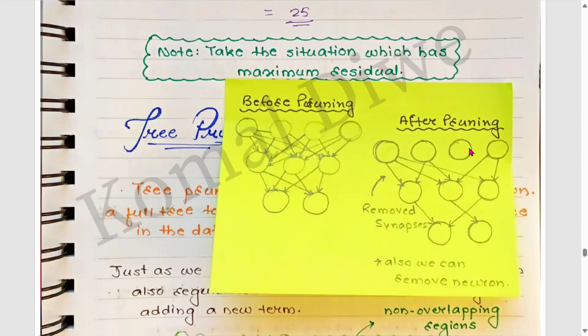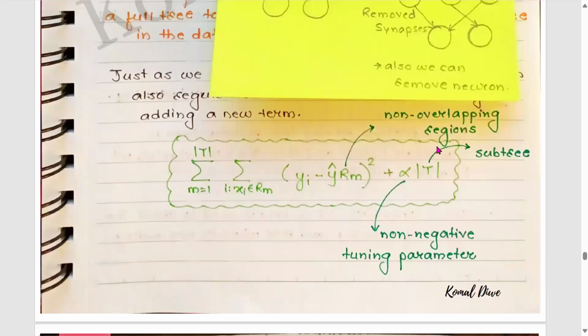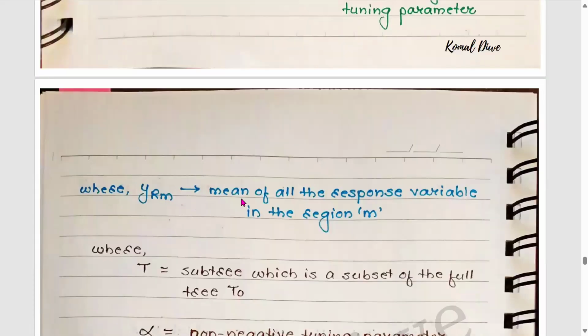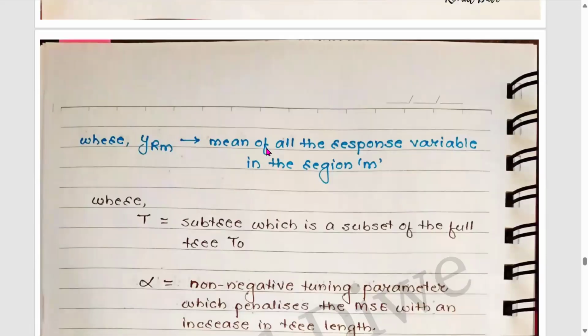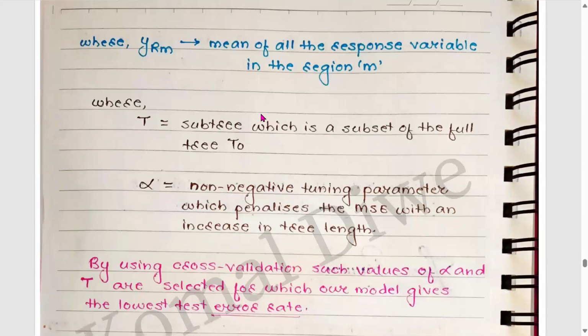This is the physical and geometrical interpretation, where now they are explaining the terms. We take the mean of all the response variables in the region M, where T sub T is a subset of the full tree T. Alpha is the non-negative tuning parameter which penalizes the MSE with an increase in tree length.